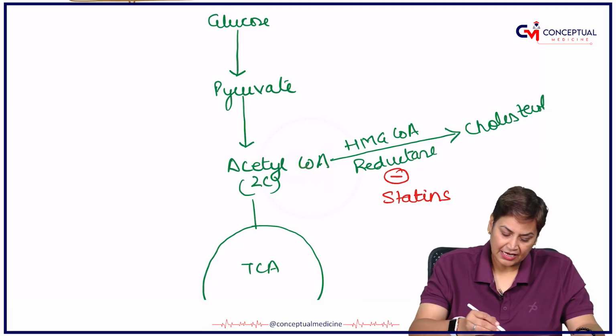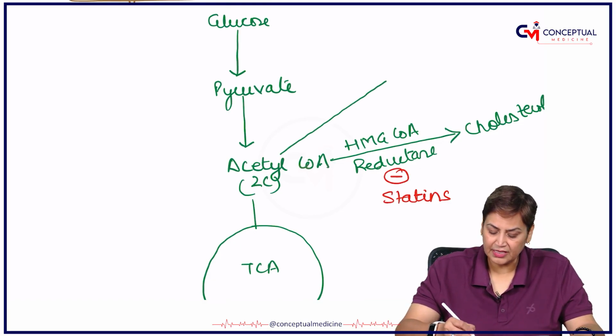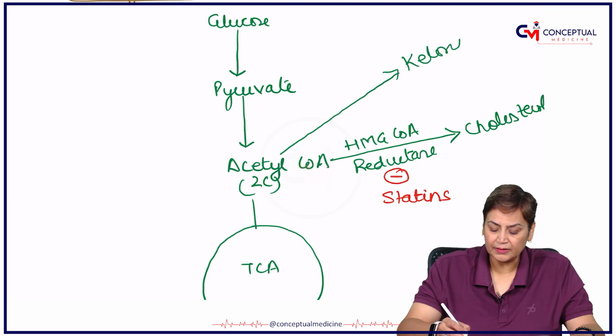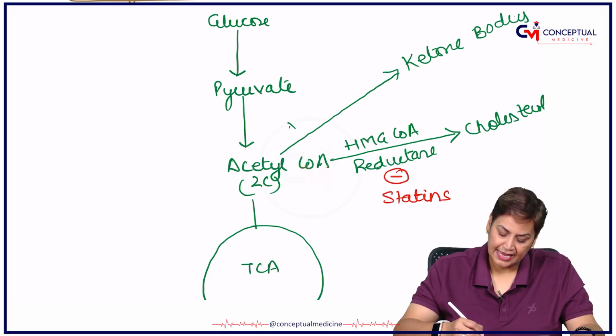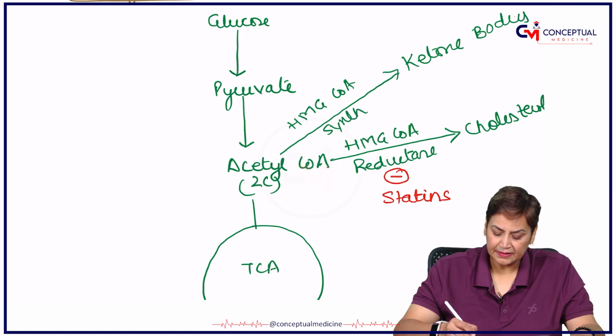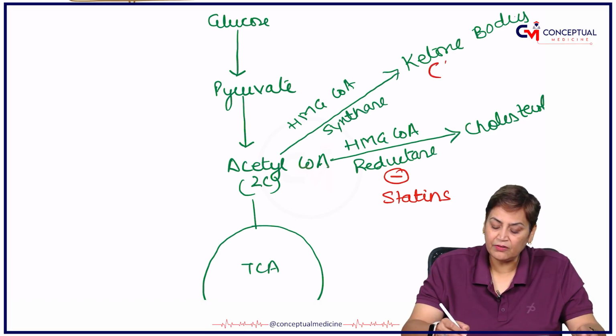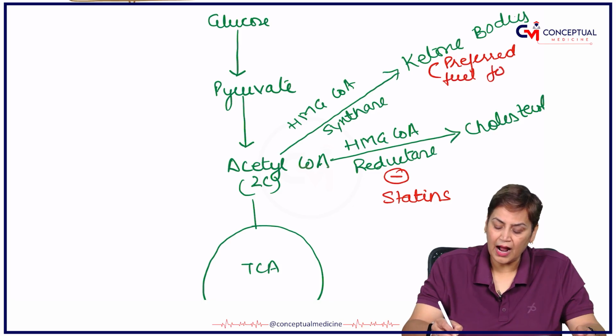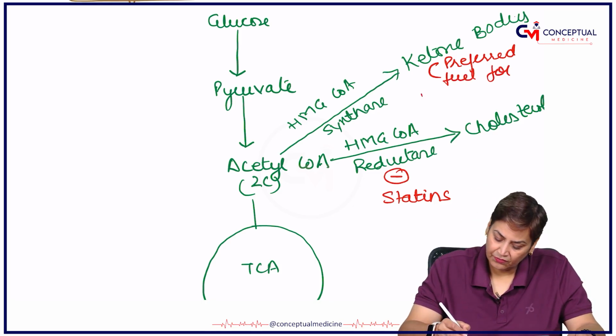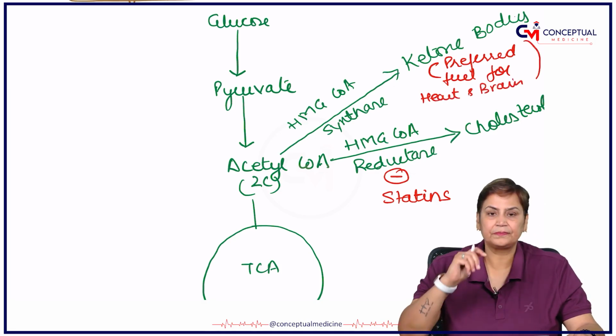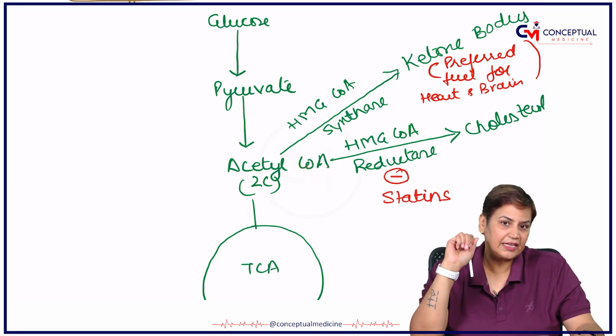Similarly, this acetyl coenzyme A is required for the synthesis of ketone bodies also, and here the enzyme is HMG-CoA synthase. And we know the use of ketone bodies: they are the preferred fuel for the heart and brain during starvation. So this is another significance.